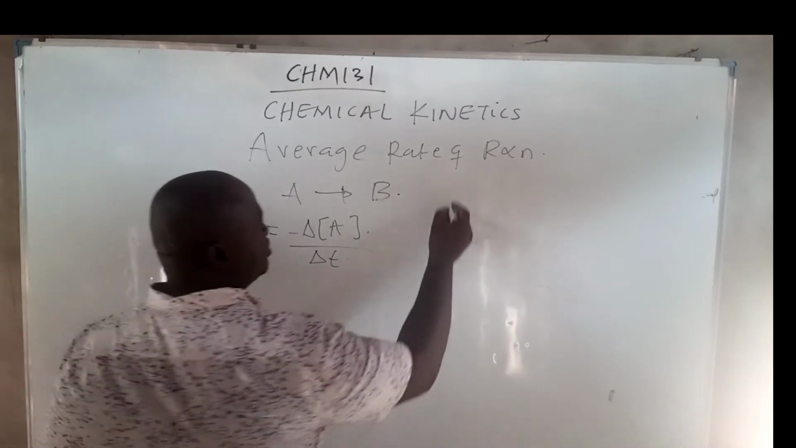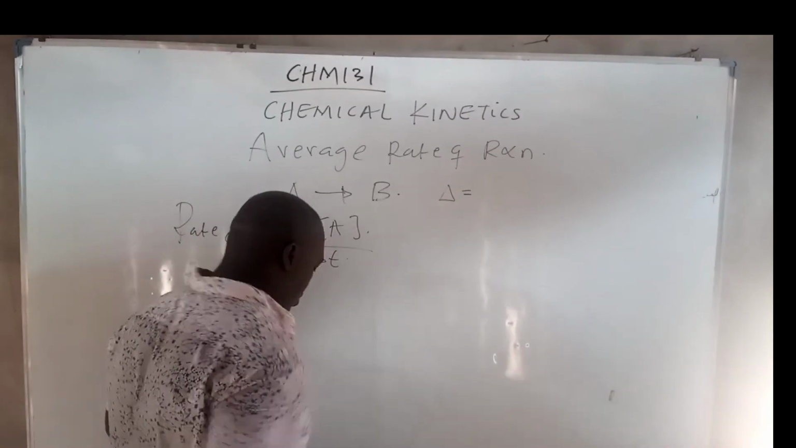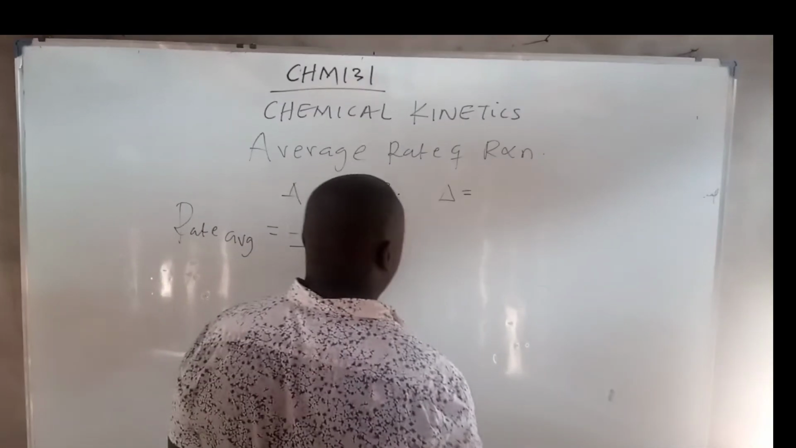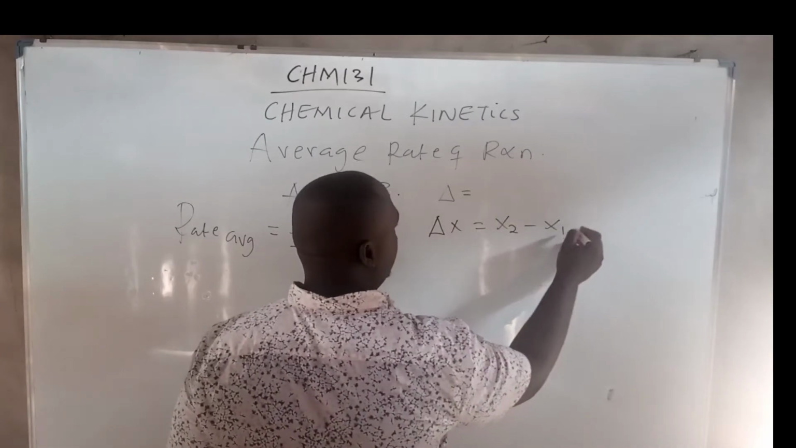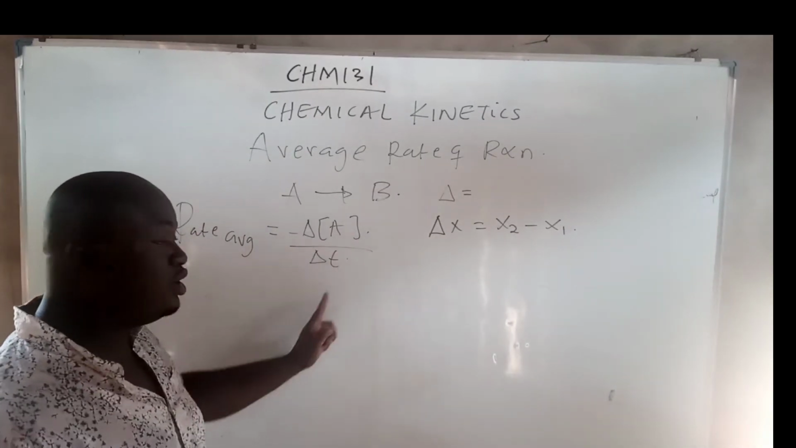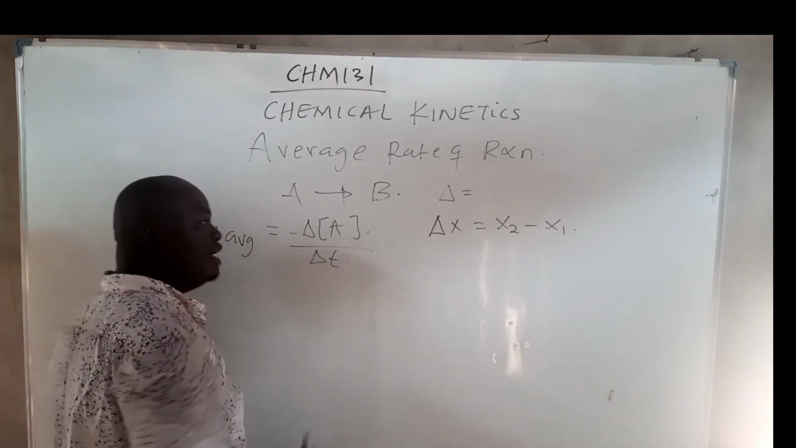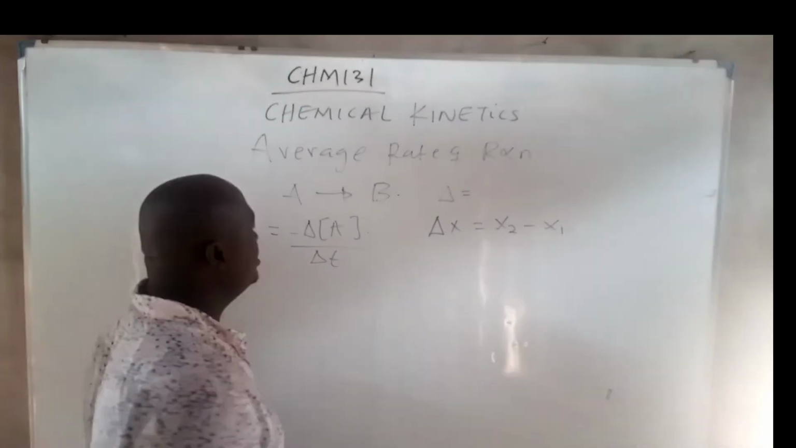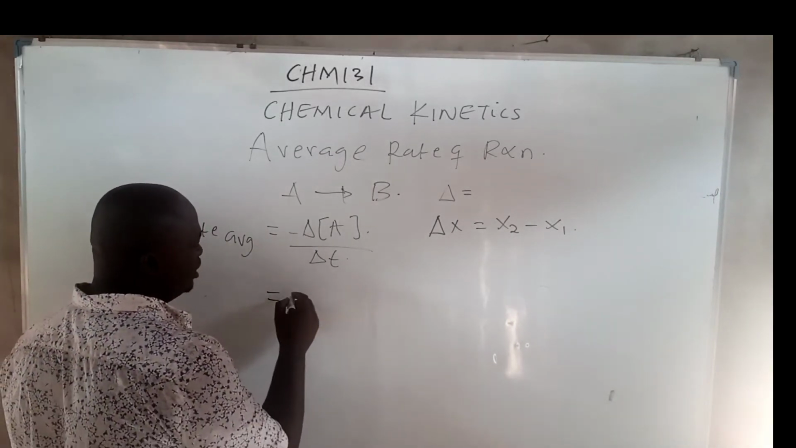Now, whenever you see this symbol, it means change. In mathematics, if I write something like this, change in x is the same thing as x2 minus x1. So in average rate of reaction, we use change in the concentration of A all over change in time. Now remember, we are including the minus because of what? The reactant is decreasing while the product is increasing.